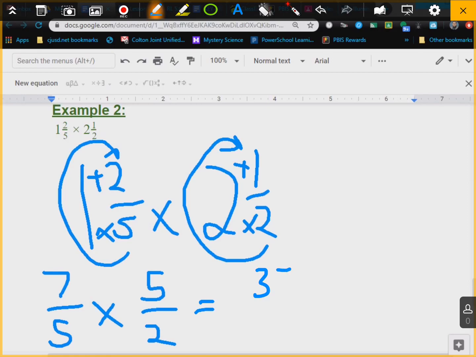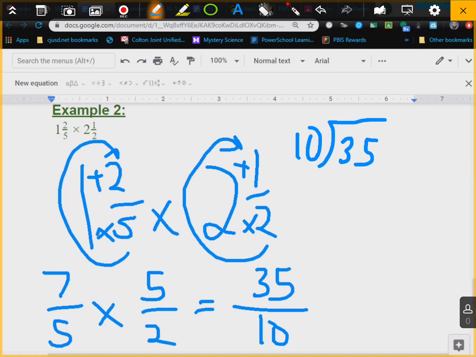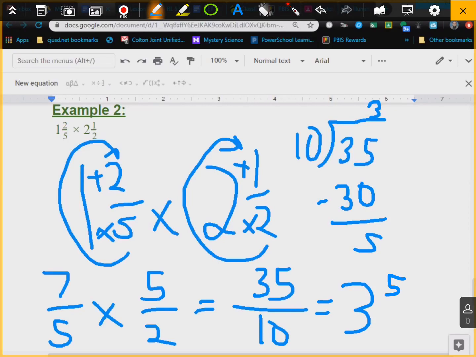7 times 5 is 35, numerator times numerator. 5 times 2 is 10, denominator times denominator. So I need to figure out how many times 10 goes into 35. Well, I know 10 goes into 35 3 times. 10 times 3 is 30, you get 5 left over. So your answer is 3 and 5 over 10.